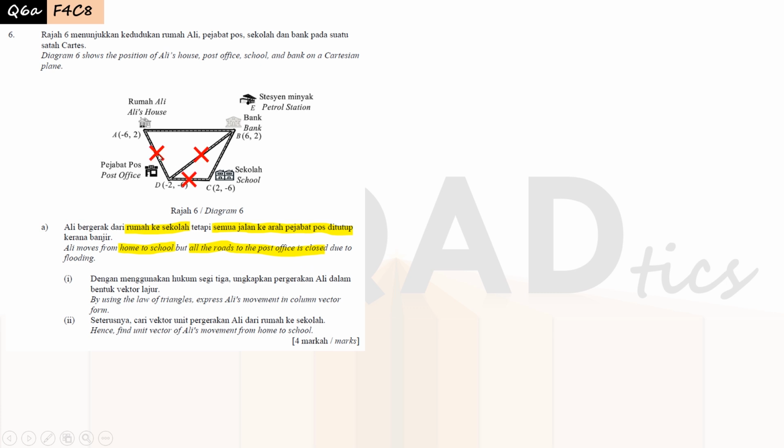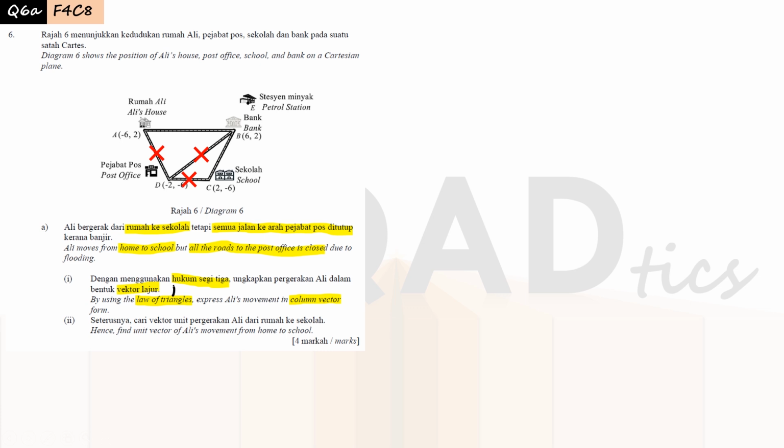So all of these three lines cannot be used. So the only way Ali can go to school is passing through the bank. Right? So A to B, B to C. Okay? So in part 1, it says that using the laws of triangle, express the movement in column vector.